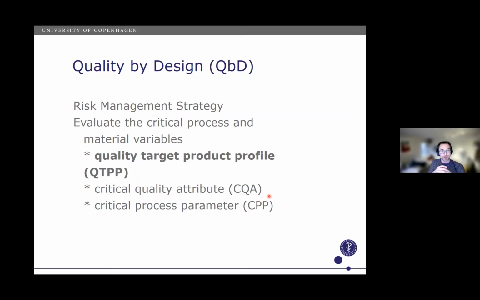So if your QTPP is indicating that you are making an immediate release painkiller tablet of ibuprofen, then a very likely critical quality attribute is the disintegration of your tablet. Disintegration affects the speed at which you can get the drug dissolved, and by this means the effect of the medicine. So in this case, disintegration time would be the critical quality attribute. And then a critical process parameter is something that affects that quality attribute, for example, compaction force. So these are terms that make a lot of sense.